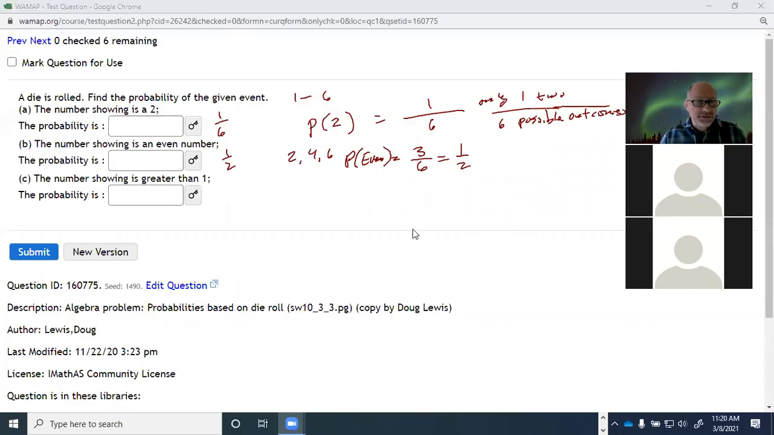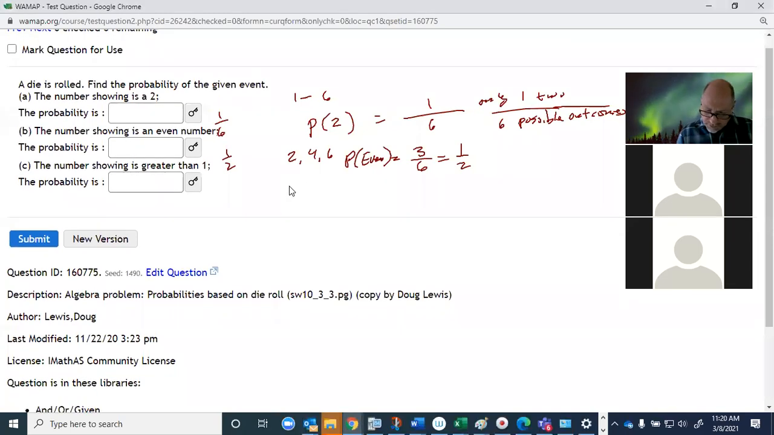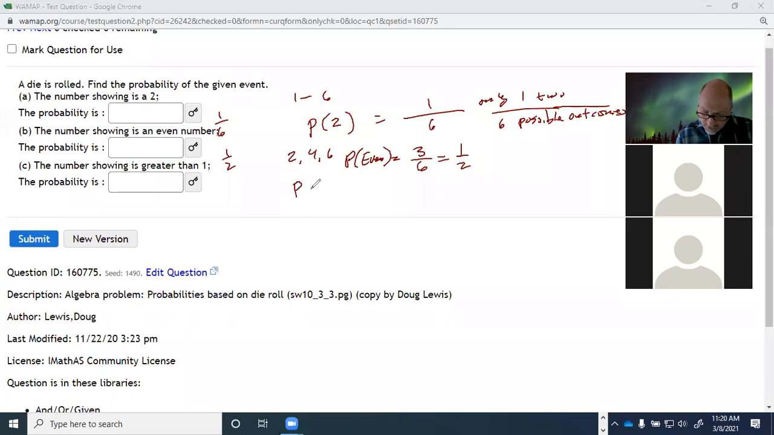So what's the probability that the number showing is greater than 1? Well, I'd write it this way: the probability that x is greater than 1. Okay, x is going to be my outcome on the die. That the number is greater than 1 is equal to 5 out of 6, because there are 5 numbers greater than 1. So that should be 5 out of 6.